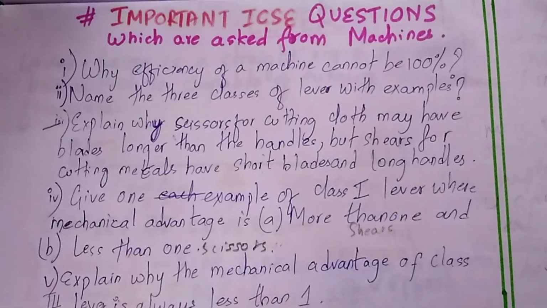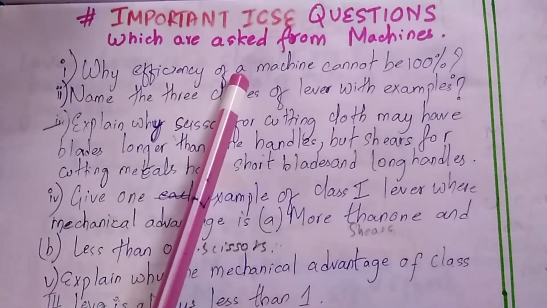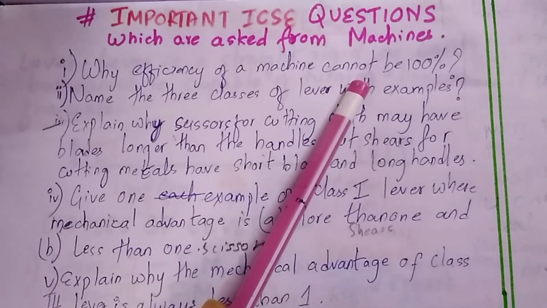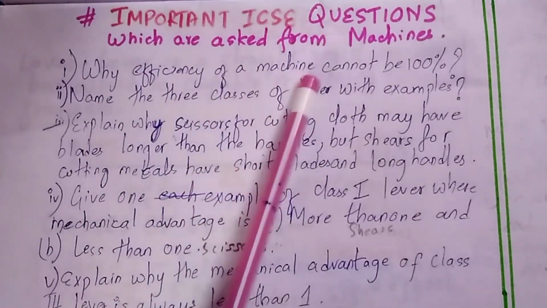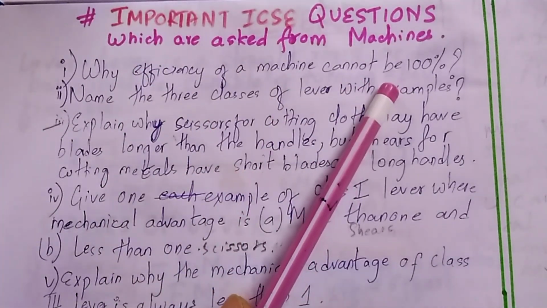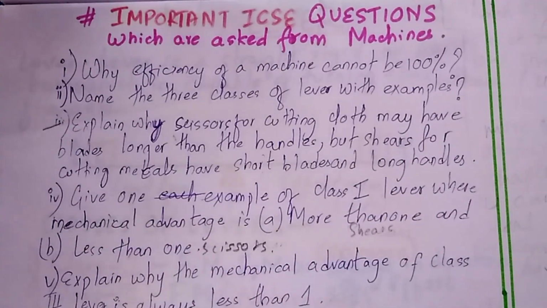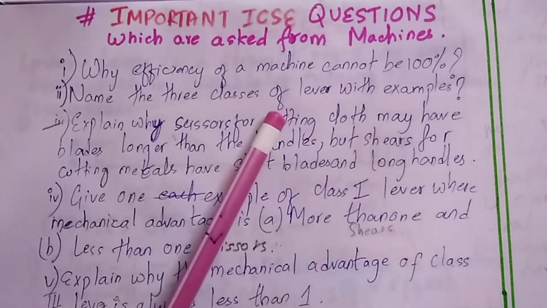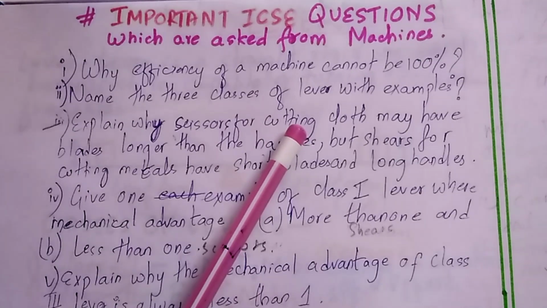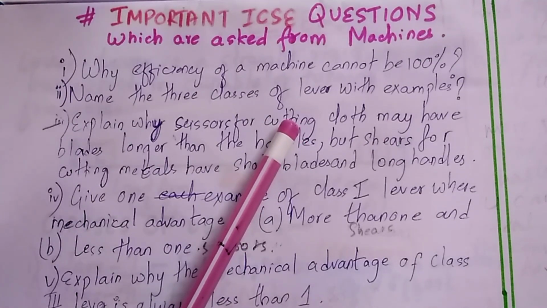So let's start. Number 1, why efficiency of a machine cannot be 100%. So friends, the efficiency of a machine cannot be 100% because the moving parts of a machine are neither weightless nor frictionless, the string is not perfectly elastic, and the different parts are not perfectly rigid.